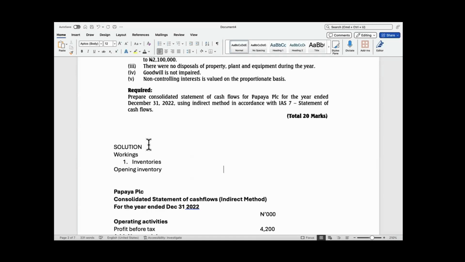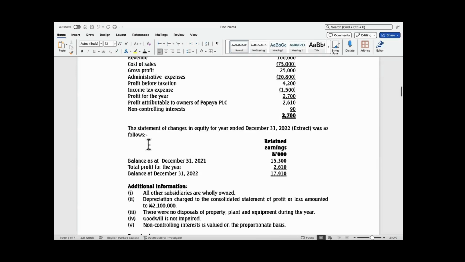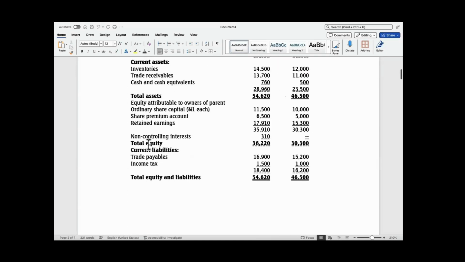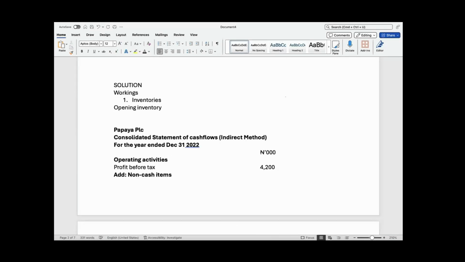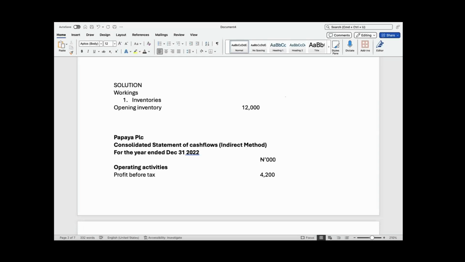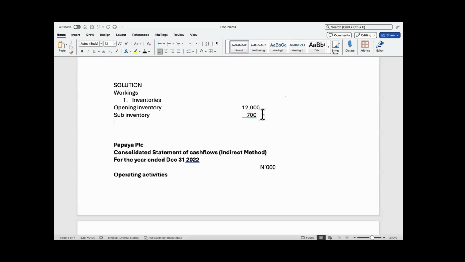How much was my opening inventory again? It was 12,000, yes. Then plus the subsidiary inventory. 700. So our expected balance is how much? 12,700.